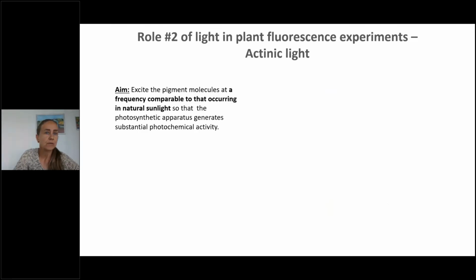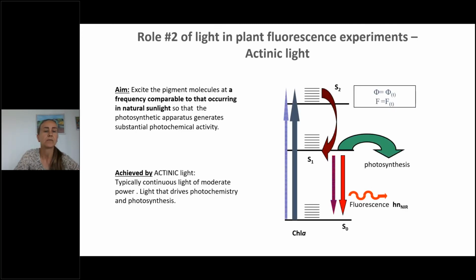The second role of the light in the measurements, or the second type of light we use, is actinic light. The actinic light excites the chlorophyll fluorescence molecule at an intensity that is comparable to outdoor conditions or to ambient natural sunlight conditions, basically driving the photosynthesis, so bringing the photosynthetic apparatus into the status where substantial photochemical activity is generated.